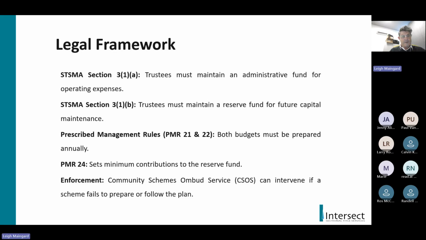And then the enforcement of these two budgets is that the community scheme ultimately can intervene if a scheme fails to prepare or follow the plan. Obviously, the community scheme is not going to come to you, knock on your door and ask you if you've done the plan and have a look at it. But certainly from an owner perspective, an owner can go to CSOS and ask for relief to impose on the scheme to ensure that the two budgets are prepared and presented to the owners.